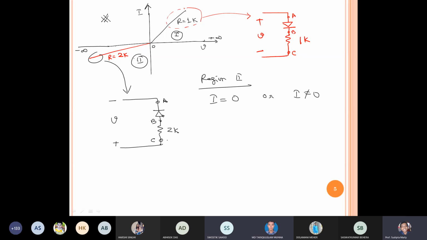Why? No, sir, it has certain amplitude, not equal to zero, in this graph. Okay, sir, not equal to zero. Yes, sir, I is not equal to 0.